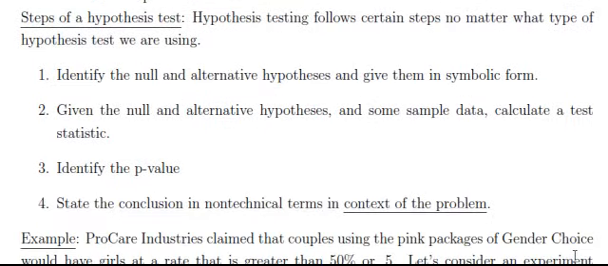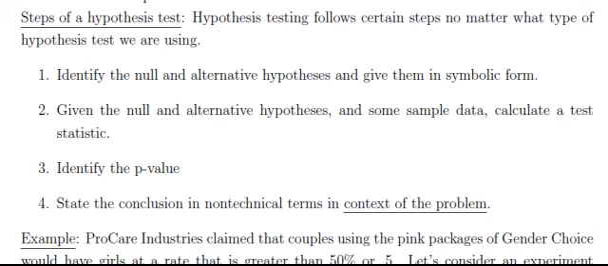If you come down here, we're on page 64. There's four steps for every hypothesis test. So you identify the null and alternative. That's what we just discussed. You then go out and you collect data. That would be rolling the die. And then you calculate a test statistic. Then after that you identify what's called the p-value, and then you state your conclusion in context of the problem. So we're going to go over those steps.